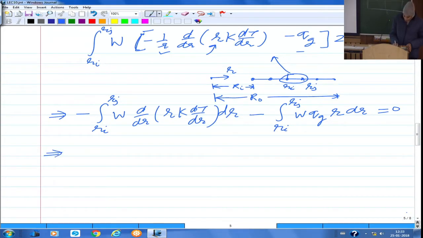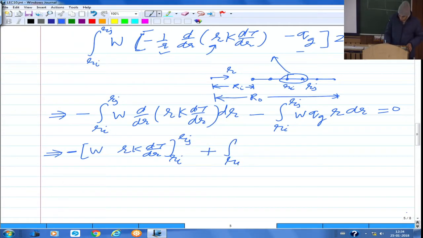Now, because the temperature derivative is second order, whereas w has no derivative, we can do the integration by parts once. So what I will get is w into rk into dT by dr, the whole thing evaluated at Ri and Rj, and then minus, there will be a minus sign here, and then plus integration from Ri to Rj of dw by dr into rk into dT by dr. So this is what you will be left with in the second term.